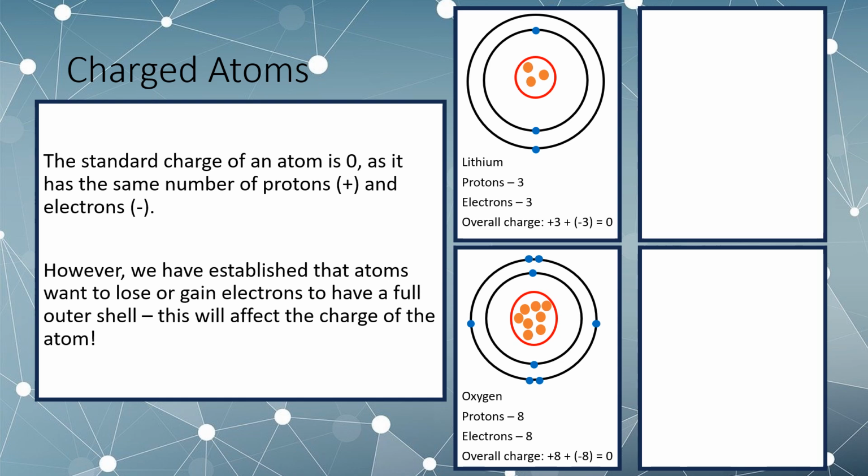Looking again at lithium, it has 1 in its valence shell, or its outer shell. That means, because we know it has less than 4, and it's going to want to fill that shell, it's going to get rid of that electron.